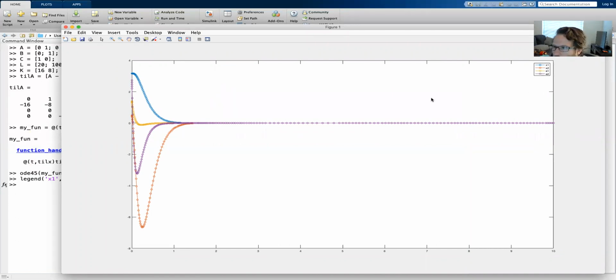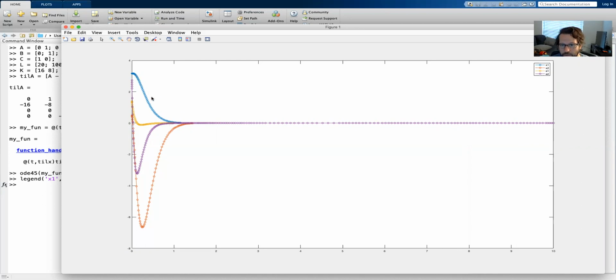We can see that e1 and e2 converge much faster than x1 and x2, right? So we designed our system such that the observer states will converge to the state of our system much faster than our system will converge to the origin. And we can see that here. We have the errors e1 and e2 converging to 0, which means that the estimate is converging to the state of our system.